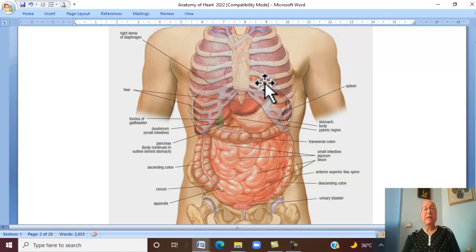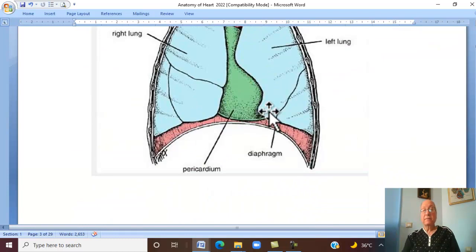What is the relation of the apex of the heart? It is related to the left lung, and the left lung is covered by a serous sac called the pleura. Therefore, the apex, which lies to the left side, is related to the left lung and the left pleura.